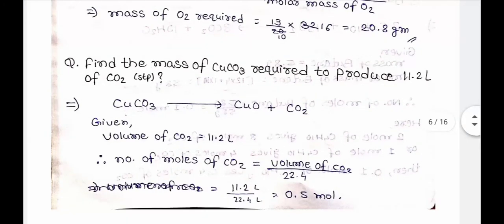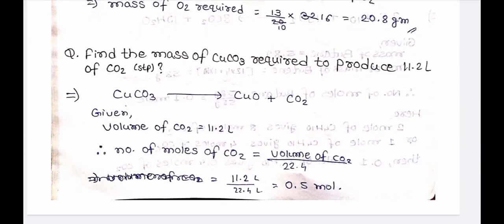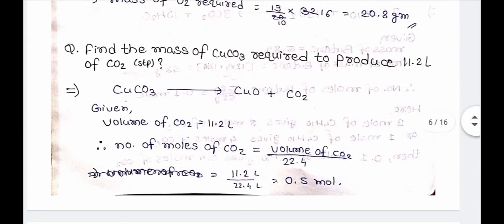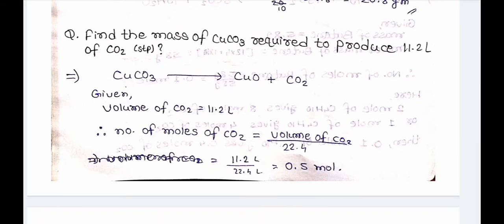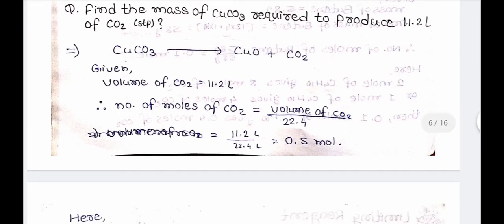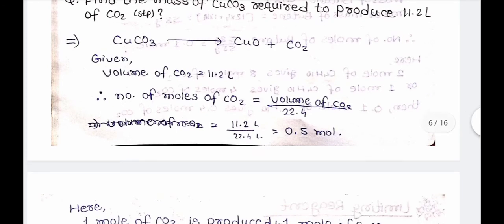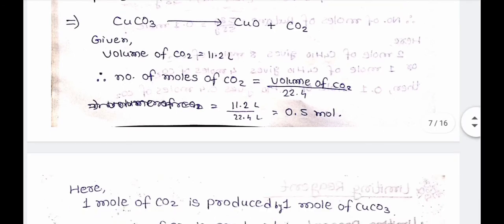The next question is: find the mass of CuCO3 required to produce 11.2 liter of CO2 at STP. First we will write the chemical reaction, and it is CuCO3 gives CuO plus CO2. Given volume of CO2 is equal to 11.2 liter. Therefore, the number of moles of CO2 is equal to volume of gas divided by 22.4 liter, which is 11.2 liter divided by 22.4 liter, equal to 0.5 mole.